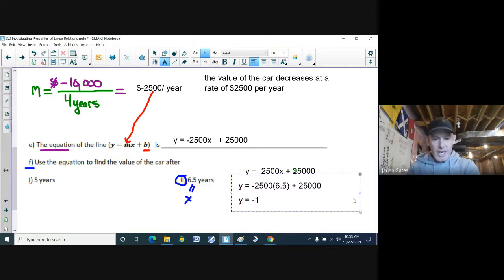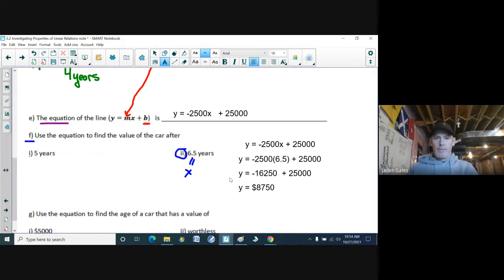negative 16,250. Plus, can't forget that, 25,000. All right, and now I add those two numbers together. See here, I get negative 16,250 plus 25,000. Make sure I get enough zeros in there. And it looks like the value of this car now is $8,750.